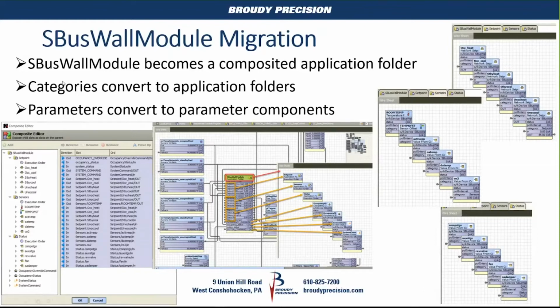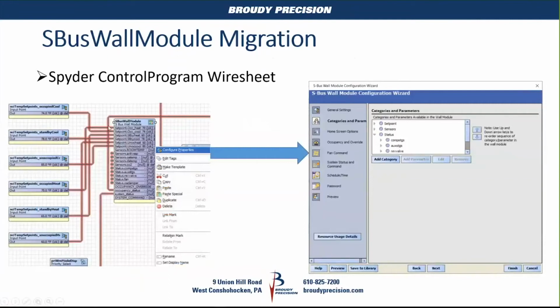So as I say up here, the SBus wall module becomes a composite application folder. The categories are converted to application folders, and all the parameters are converted to parameter components within those folders. The other thing I'd like to point out, back on the Spyder with the wall module, where we tie in our occupancy, non-occupied set points to it, we have one link. Like in the case here, occupied cool goes to setpoint.occool.